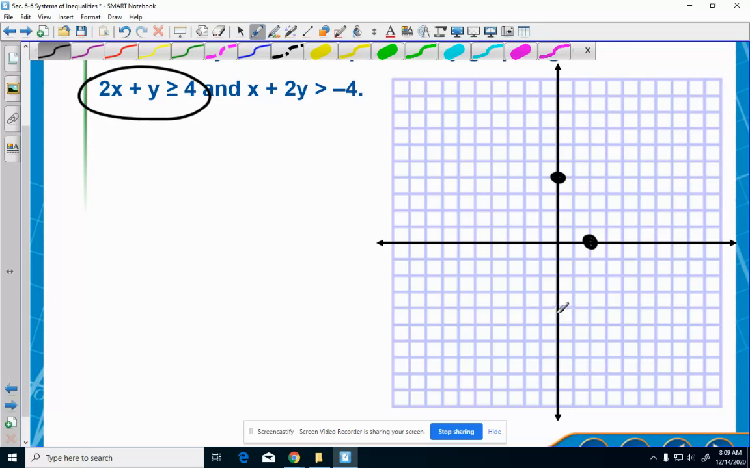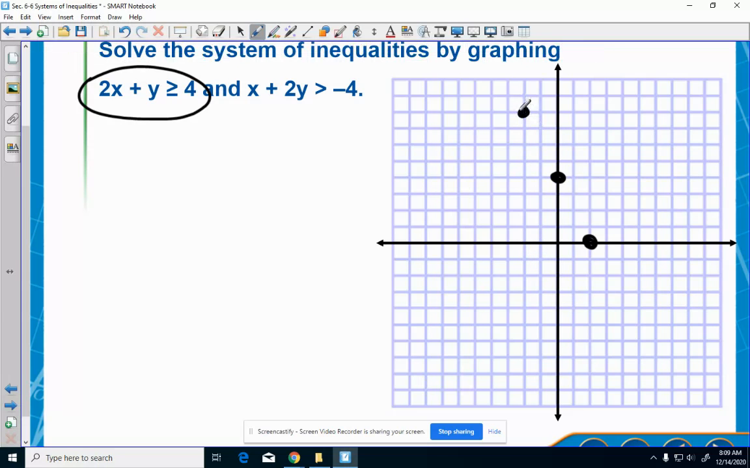That is an equal to in this situation, so that is a solid line. Now, before I do that, it might be nice to just get a couple more ordered pairs. So create your slope. That's up 4 and to the left 2, or down 4 and to the right 2. All right, so there's that line, solid line.